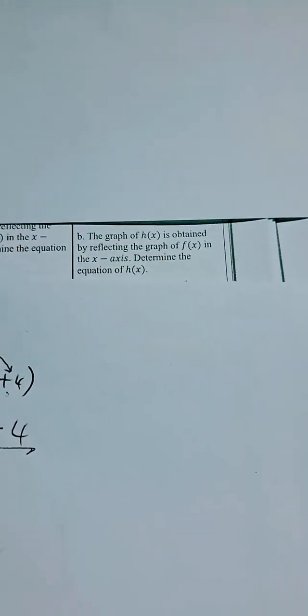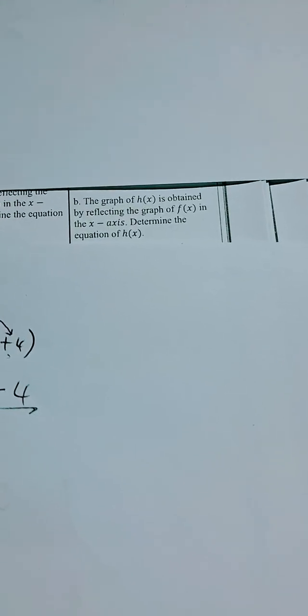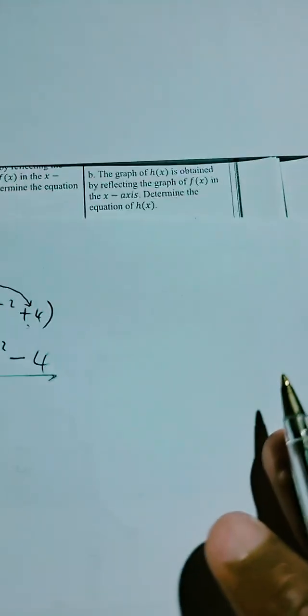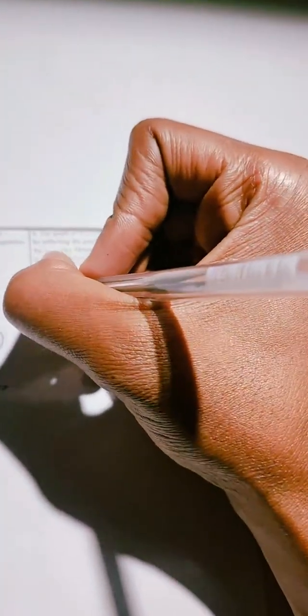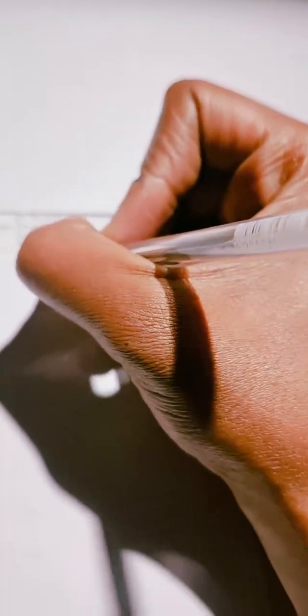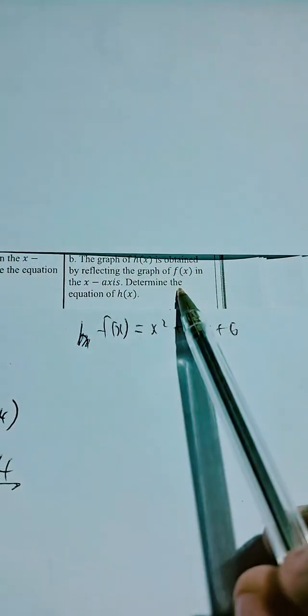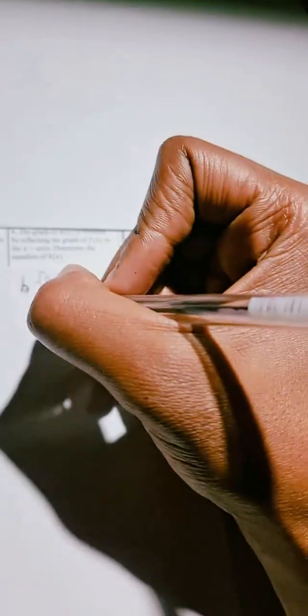Remember our parabola function, we are saying the graph of h of x is obtained by reflecting the graph of f in the x-axis. So once again, we first listen to the question: in the x-axis. What does that mean? It means y changes whilst x stays the same. We've come to understand that now very well. So the graph of h of x, first and foremost, what is f of x for the parabola? We're given x squared plus 5x plus 6. That is f of x. Now we are supposed to reflect the graph of f of x in the x-axis. So we need to determine the equation of h of x.